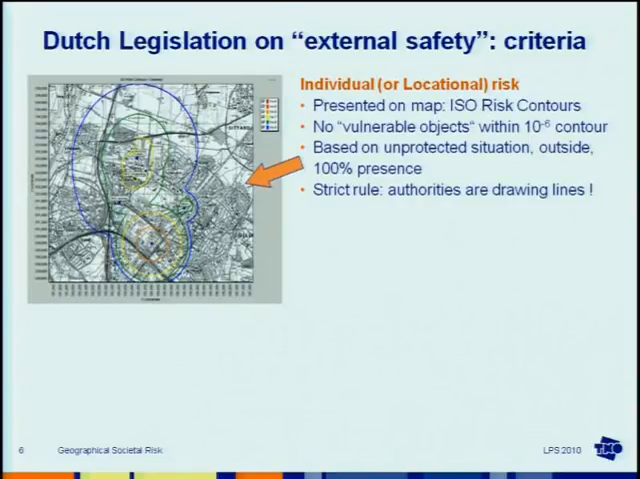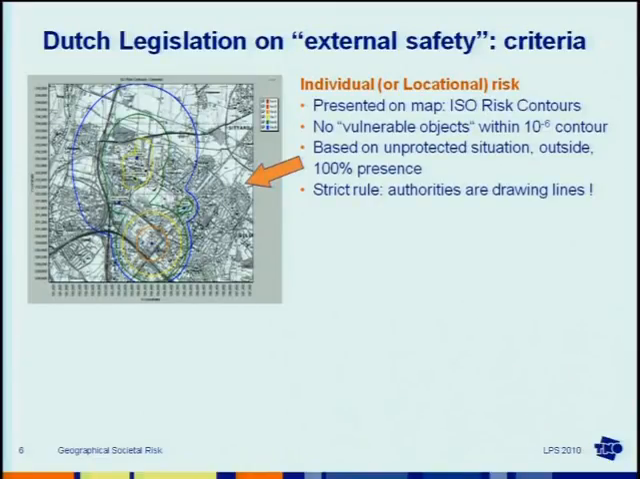And the consequence of that is that authorities are really drawing lines. We've had a mayor of a city who draws a line and said, there's the 10 to the minus 6, and on the other side of the street, I'm going to build a retirement home. That's the way they are using it. So that's the downside of the situation.